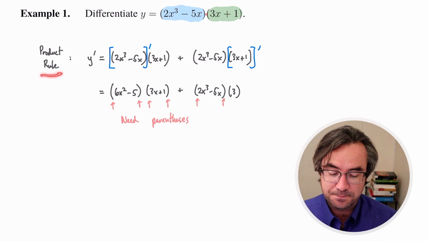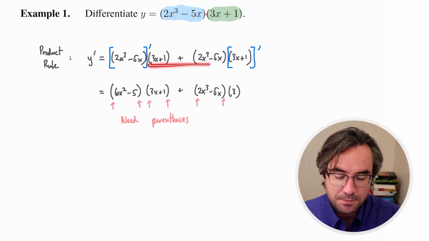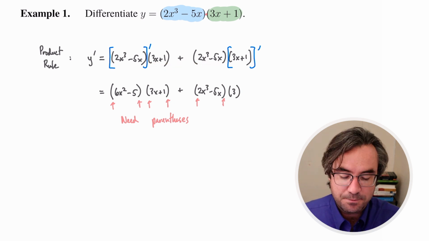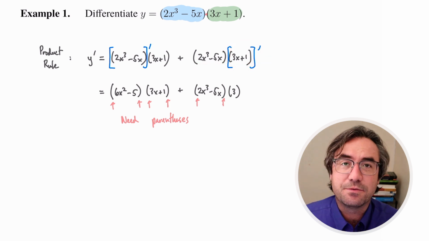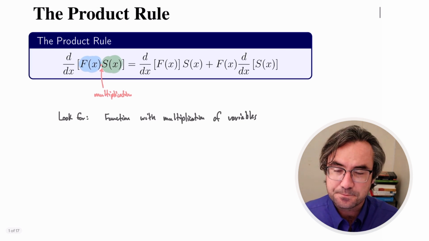So that's product rule. It's the derivative of the first part of our product times the second part, plus the first part times the derivative of our second. And that's what the formula tells us here.